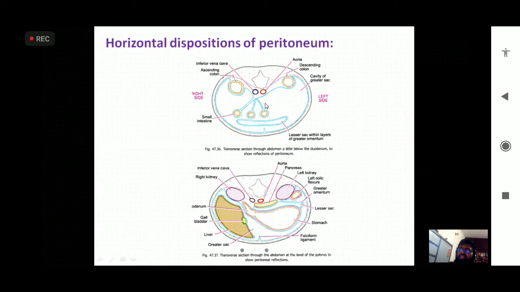So same thing, one is vertically and one is transversely disposed, getting all the coils of intestine and all the structures here. So you can see a transverse section through the abdomen a little below the duodenum to show reflection of the peritoneum. At the level of the duodenum, the disposition is like this. Transverse section of the abdomen at the level of the pylorus to show the peritoneal reflection. And this is the stomach. So at the level of the pylorus, this is how they are accommodating the stomach. Same thing. It is the stomach, it is the duodenum. So this one is the higher section, this one is the lower section.